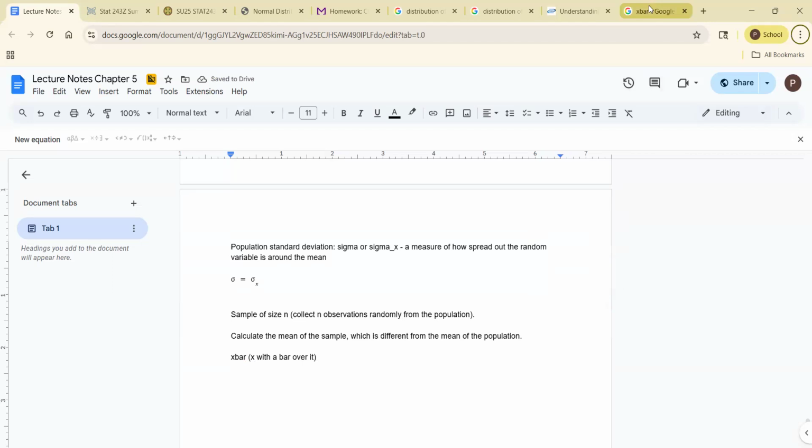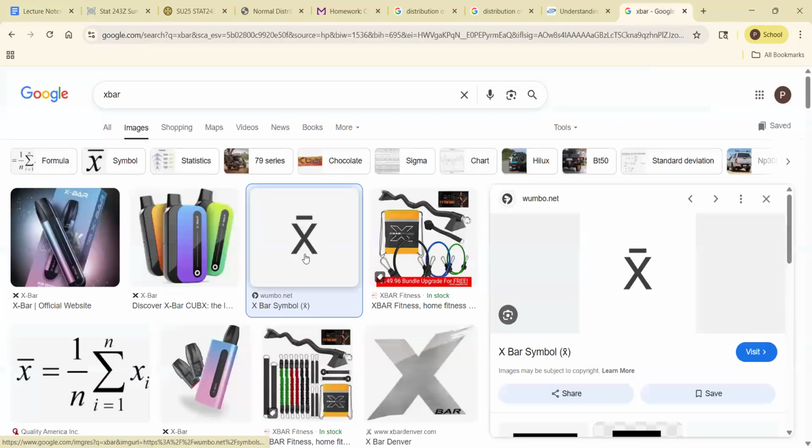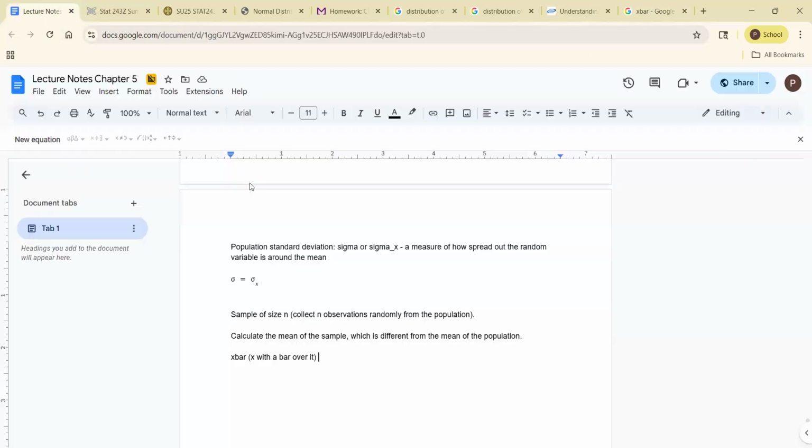Let's see if I have a picture. This right here is X bar. Calculated by adding all observations and dividing by the number of observations. And that's called the sample mean.